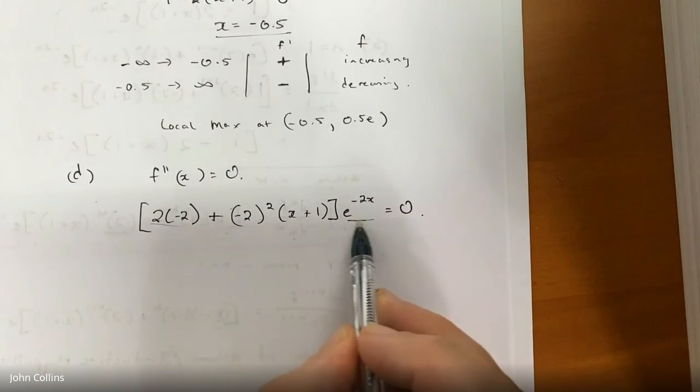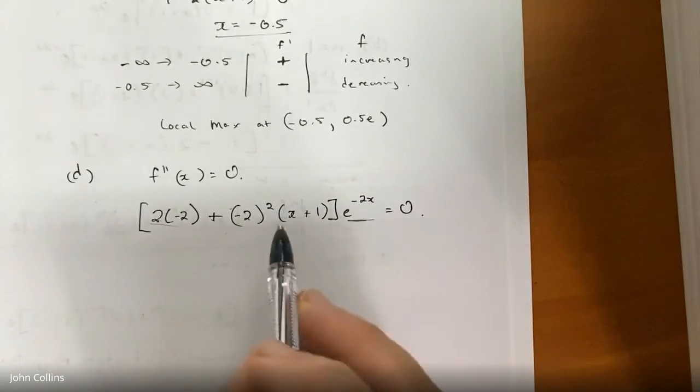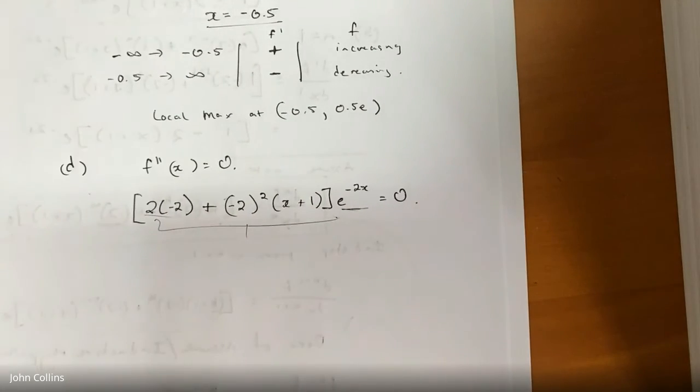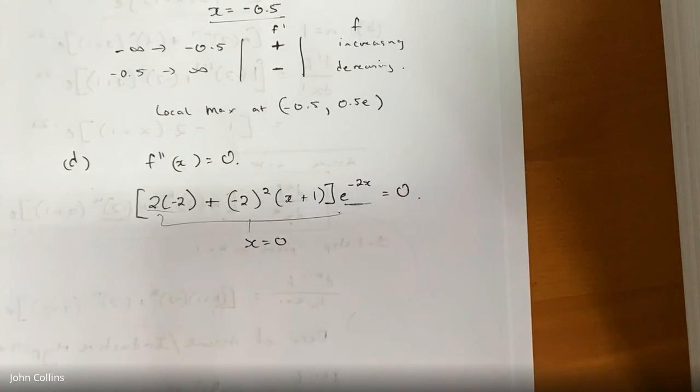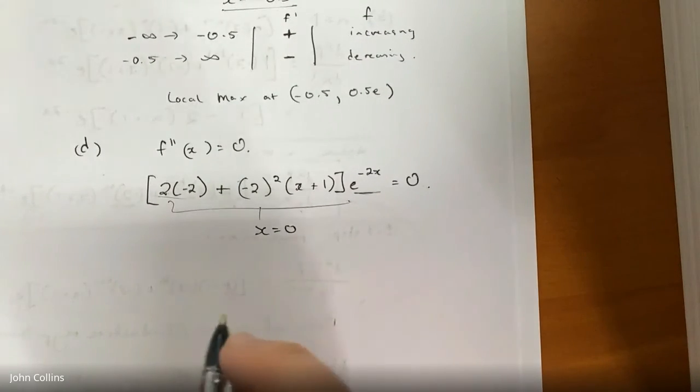So this bit was the same as before. That bit can't equal 0, so we just ignore that result. This bit, when you try and solve it for 0, you get x equals 0. Therefore, there's a point of inflection at 0.